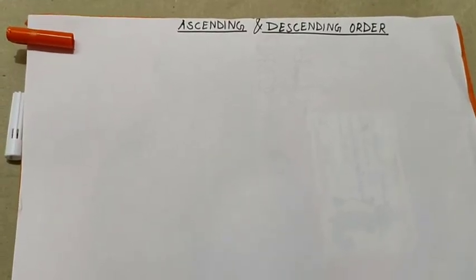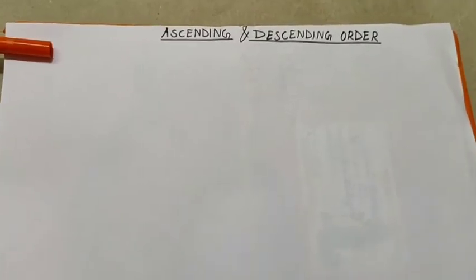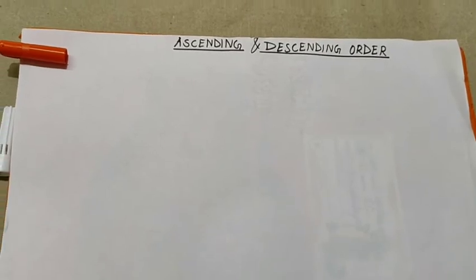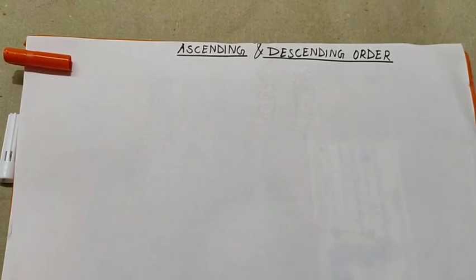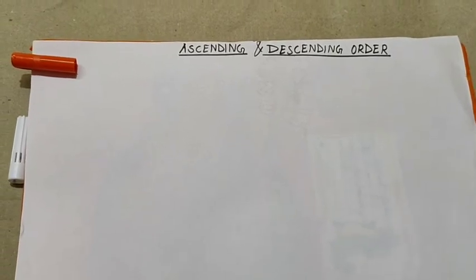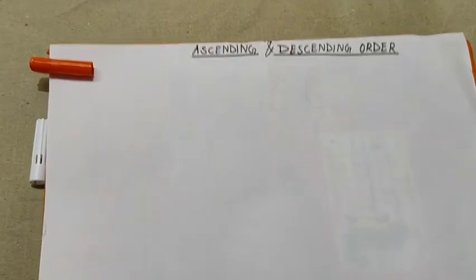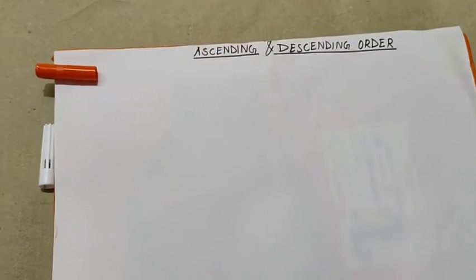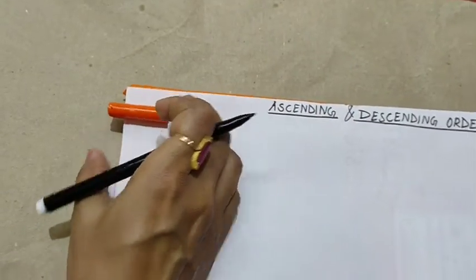Class 5 Mathematics. Here I am again with the chapter Decimals. In this video we will learn how to arrange the decimal numbers in ascending order and in descending order. Okay, so let's start, or let us understand with some examples.